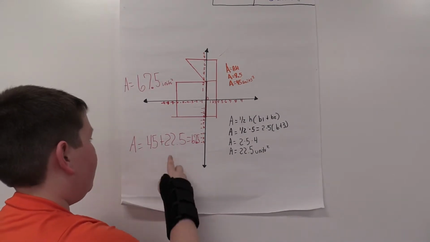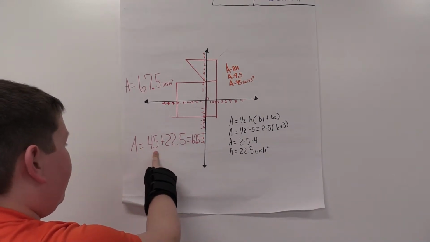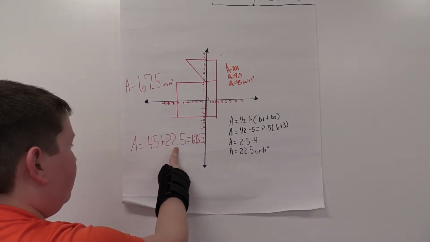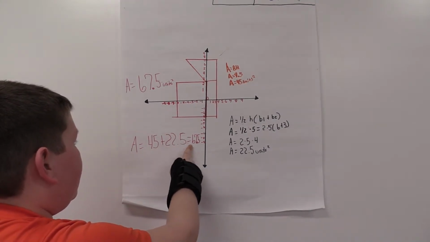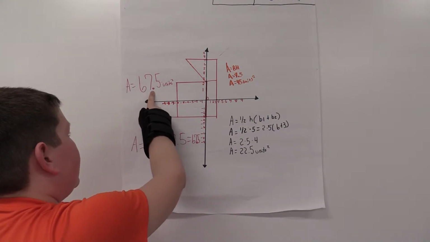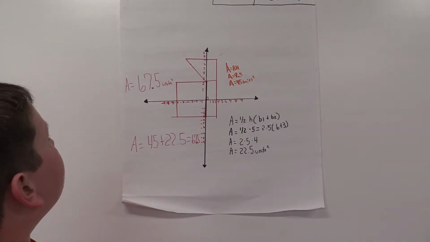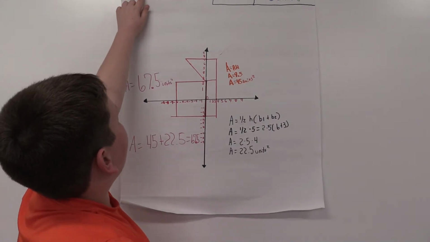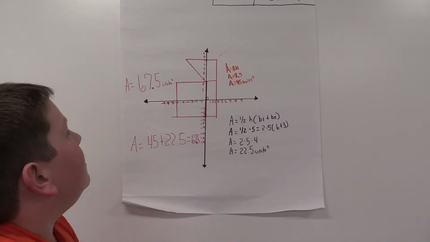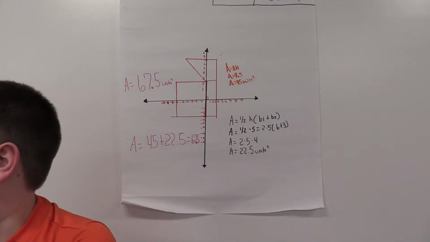So when you add them together, that'd be area equals 45 plus 22.5, you would get the sum of area equals 67.5 units. And my math practice was I used what I know about finding the area of polygons, and that would be thinking like a mathematician, number 3.